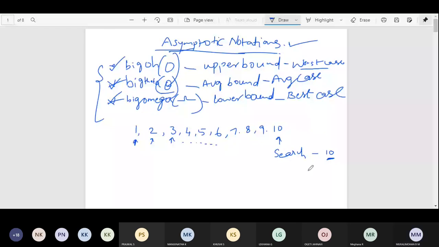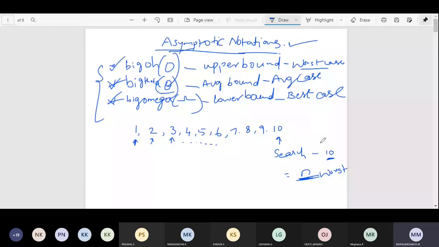Now what is the amount of time taken to search this particular element? That is n. This is the utmost time. Are we having any more elements here? No, we are not having any more elements. So it is taking utmost time, that is n, to search the element. So this is the worst case.